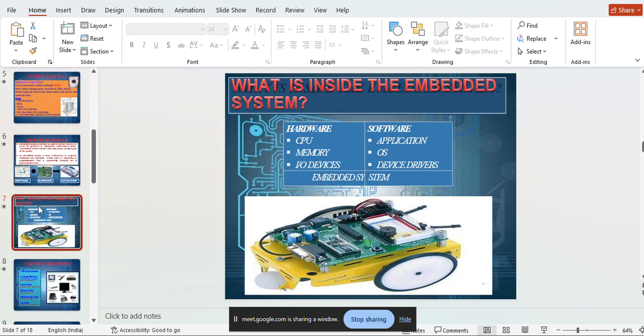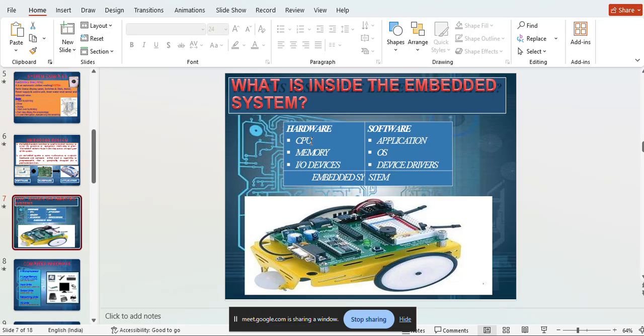Okay, so now here you can see what is inside an embedded system. Inside every embedded system there will be both hardware and software. What is the hardware? The CPU, memory, and IO devices. And the software is like applications, OS, and device drivers. These are the basic components of an embedded system.